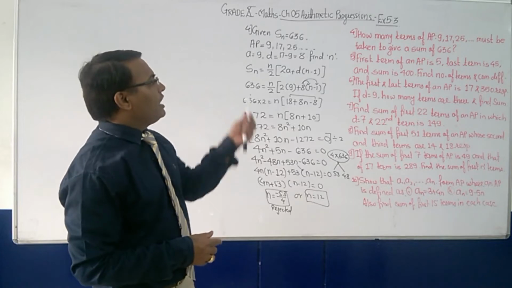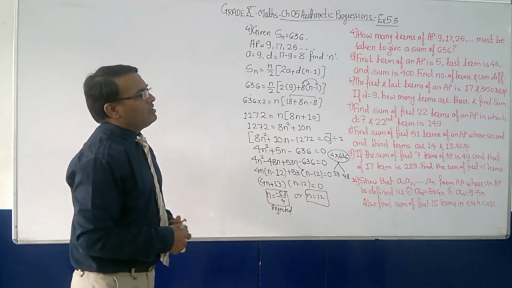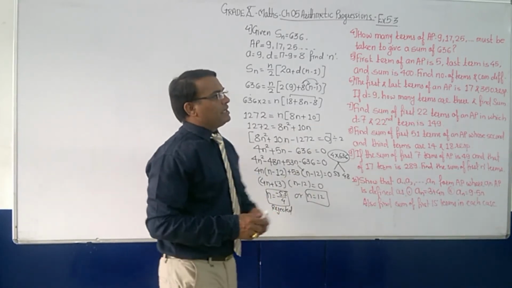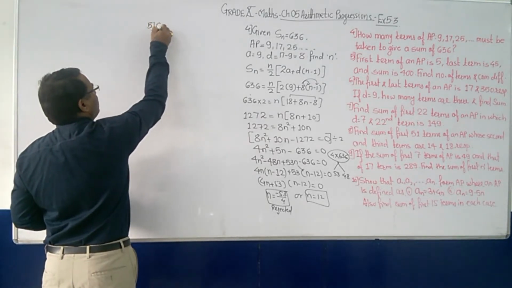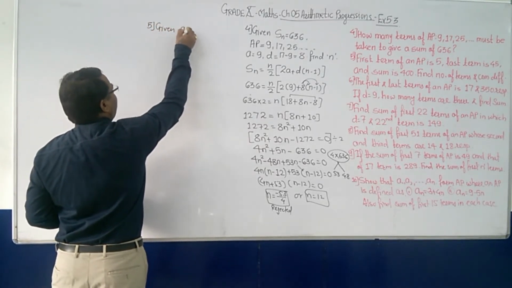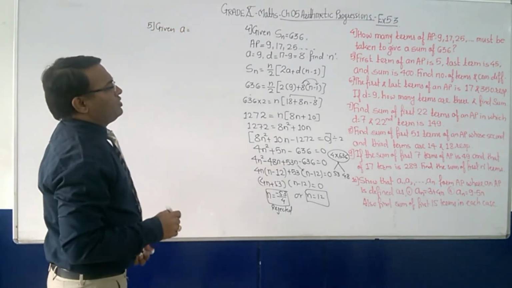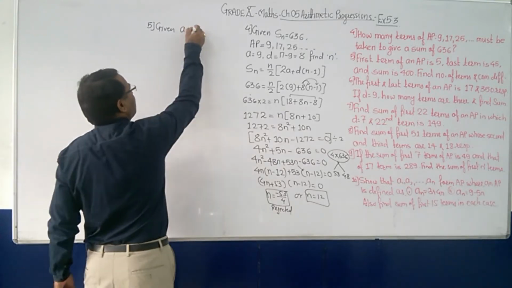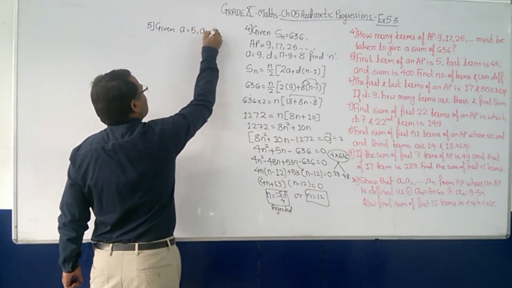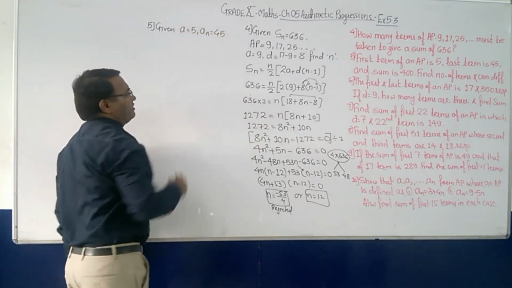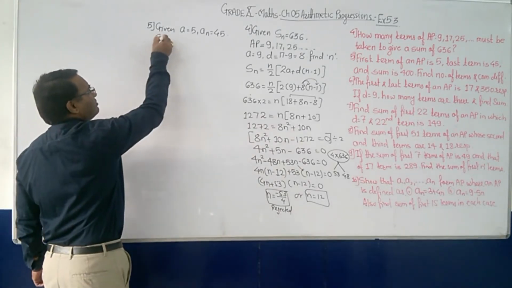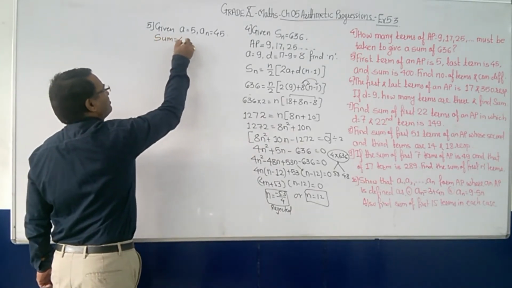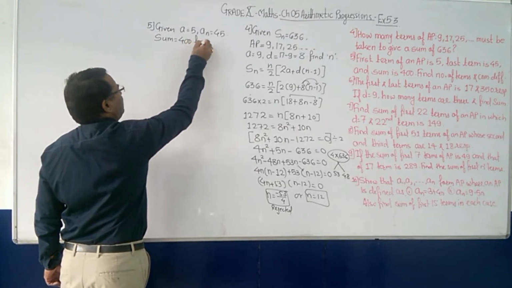Now sum number 5. The first term of an AP is 5. What is given? Given that a is equal to 5, an is equal to 45, and then the sum is 400. What to find?